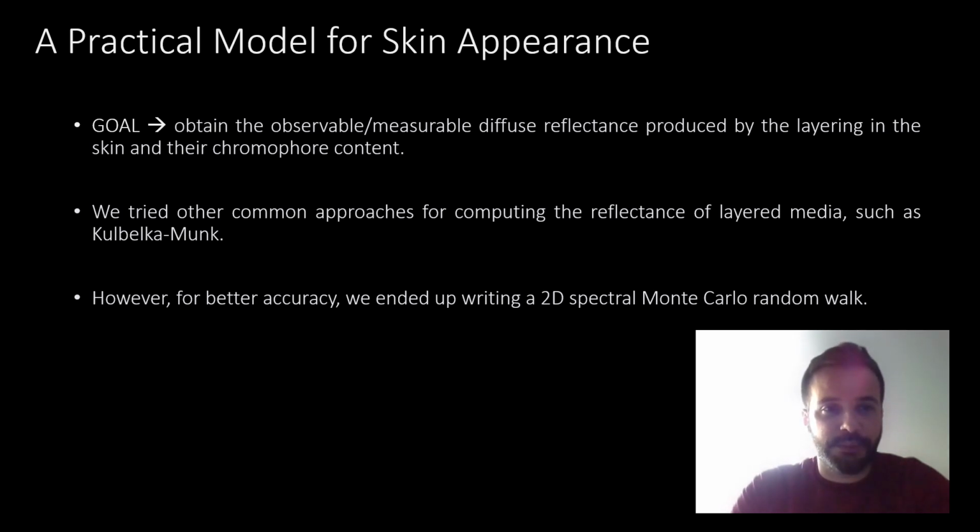The goal here is to obtain measurable diffuse reflectance spectra as a result of the light interaction with the layered skin and its content, especially the chromophores. To compute this, we first tried other simplified models commonly used as Kubelka-Munk. However, we ended up writing a small 2D spectral Monte Carlo random walk for better accuracy and to avoid assumptions. For instance, the relationship between the coefficients of the Kubelka-Munk model and the radiative transfer theories is not entirely clear, despite there being a bunch of works in the optics community trying to find such a relationship empirically.